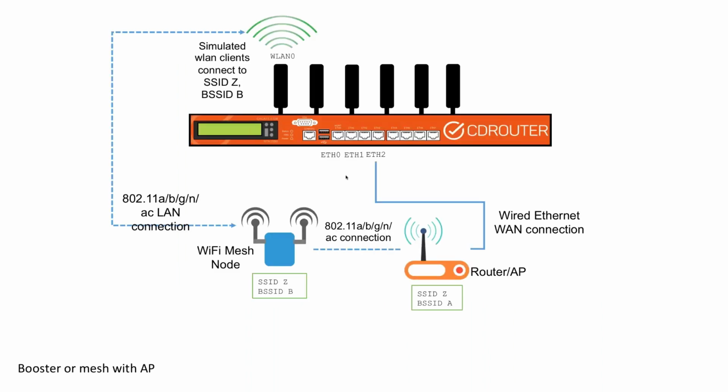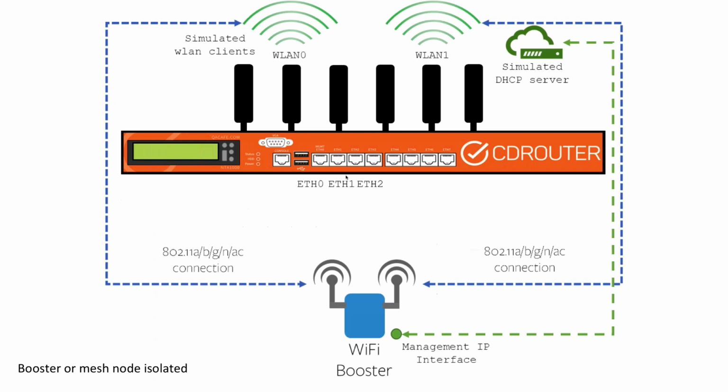And then here we have a simple connection with a single booster or a single mesh node. And what we do here is actually connect to different BSSIDs in CD Router so that you can isolate each device in turn and run CD Router's tests through that device. And we do that with some settings in the configuration.